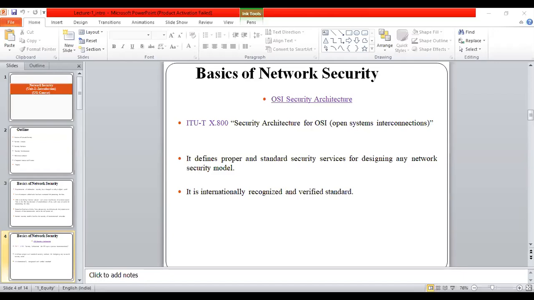Then the internet, transport layer, then session, presentation and application. Here this is application. So whenever you hear about the OSI model, it is nothing but a 7-layer architecture.